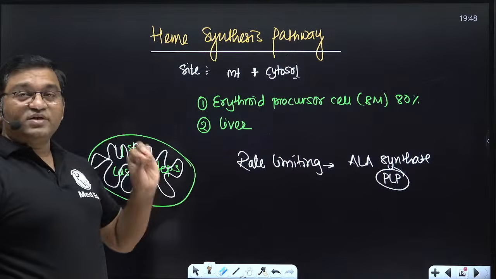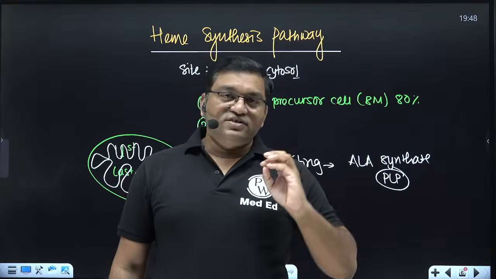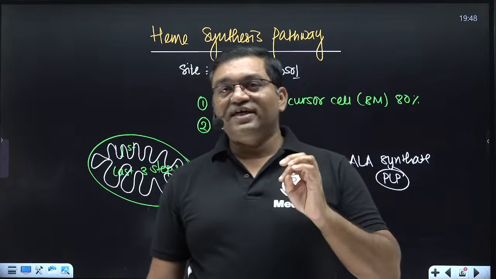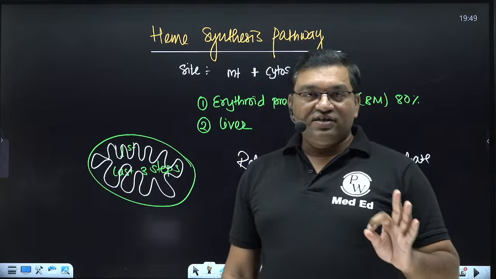The starting materials for the heme synthesis pathway are glycine and succinyl coenzyme A. Succinyl coenzyme A is an intermediate of the TCA cycle. Glycine is a simple amino acid. So glycine and succinyl coenzyme A.